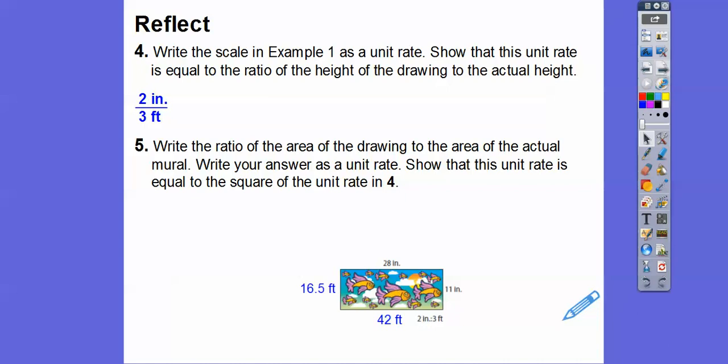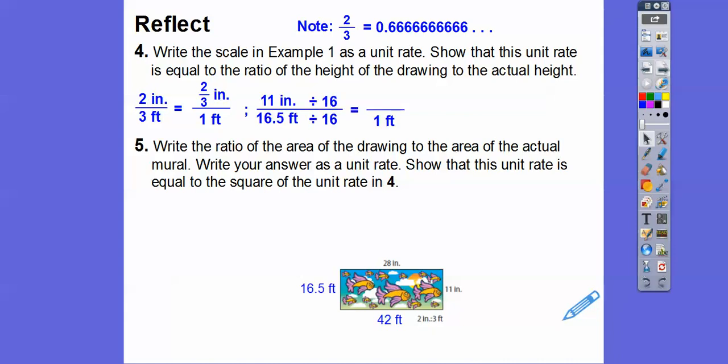Okay, so there's our ratio, 2 inches to 3 feet right there. So it says show the unit rate. Well, the unit rate is when the denominator is 1. So I divided by 3, divided by 3. So 2 divided by 3 is 2/3. So 2/3 inch for 1 foot right there. And you guys, 2/3 is equal to 0.666666666. Your calculator finally rounded to 7, that last digit right there.